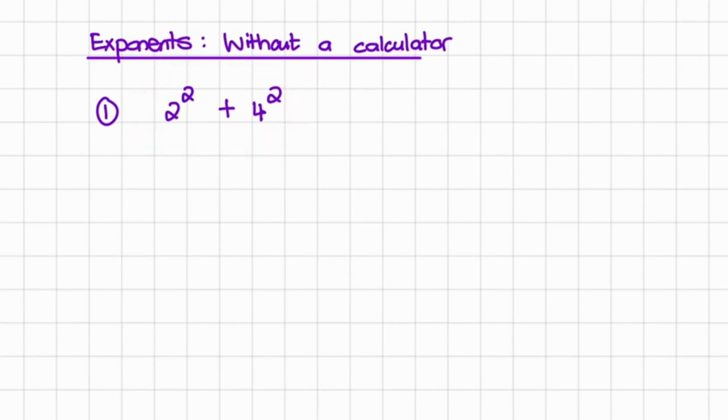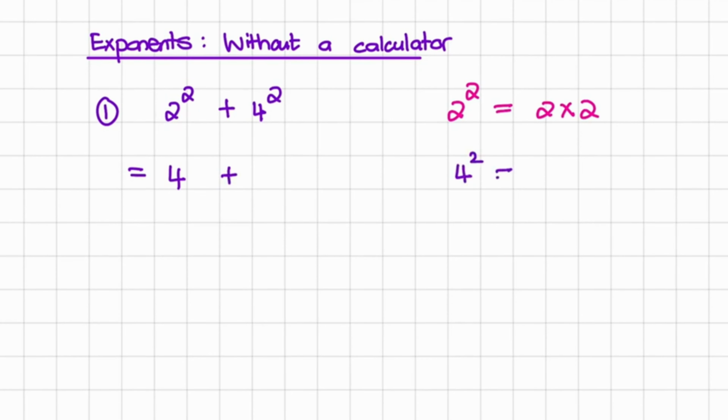So in our first example, we have 2 squared plus 4 squared. Now if you remember, 2 raised to the power of 2, or 2 squared, is the same as saying 2 times 2. So what the exponent does, it tells us how many values of the base value we need to multiply with one another. So 2 squared would be equal to 4.